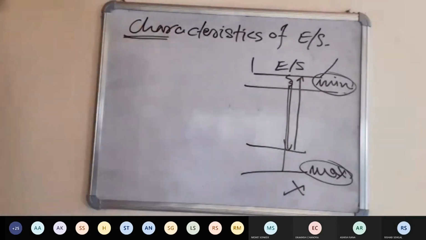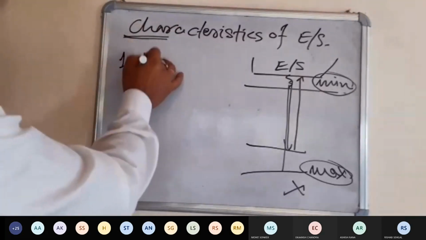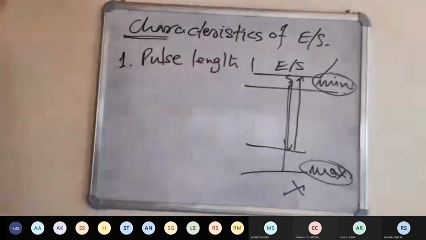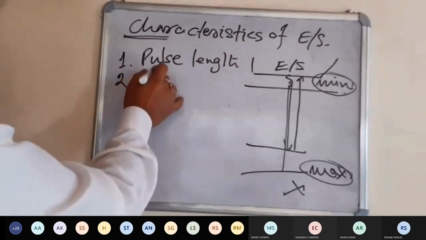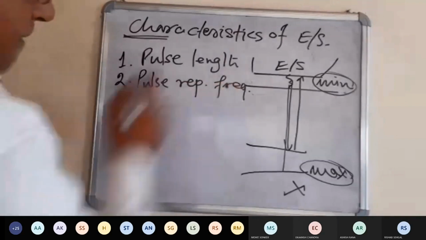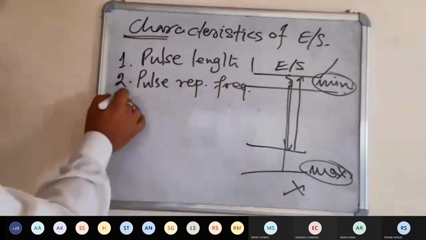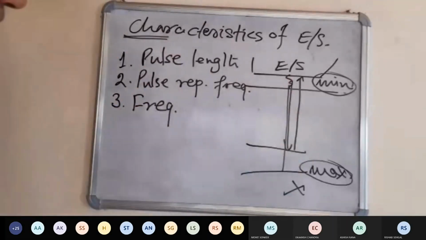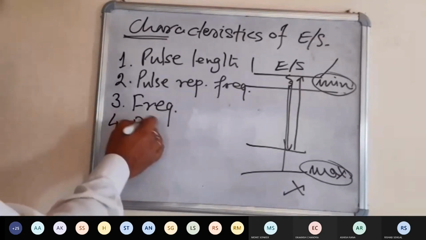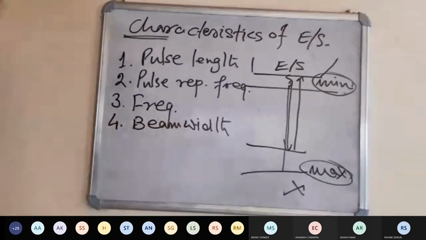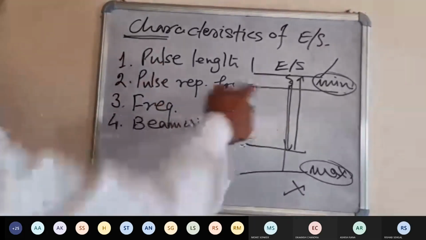So they are characterized by certain properties. Number one is pulse length. Number two is pulse repetition frequency. There is also the choice of frequency that we have that decides what kind of performance it will be having. Then there is also something called beam width. These things are related to the echo sounder itself.